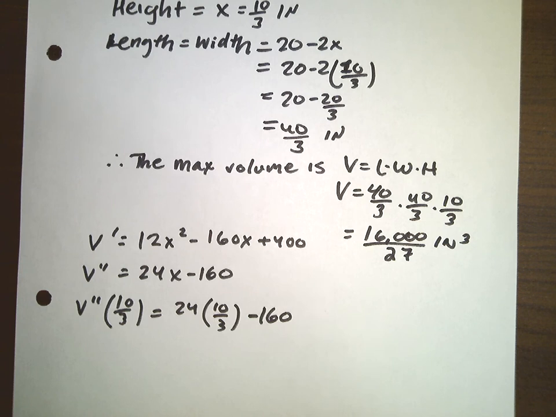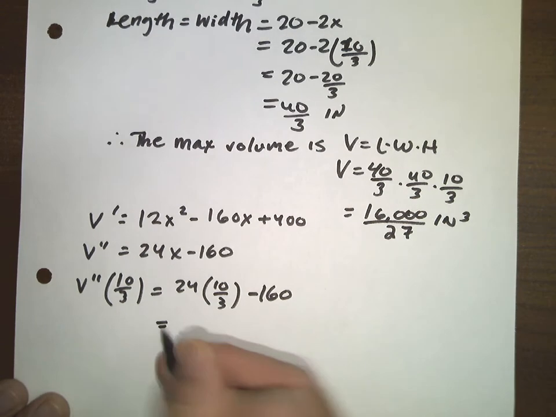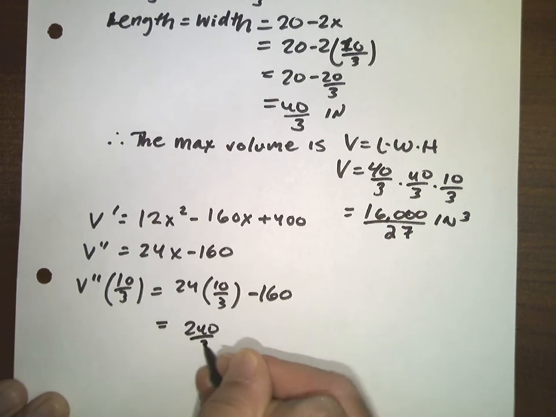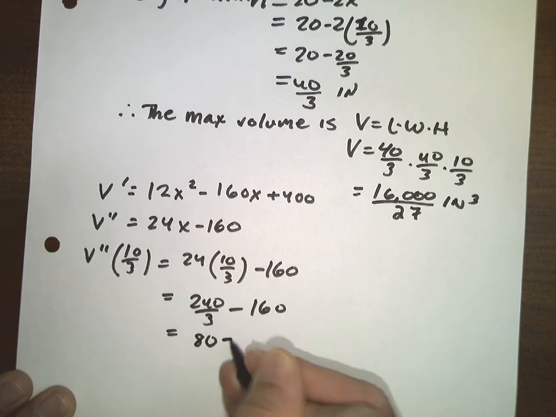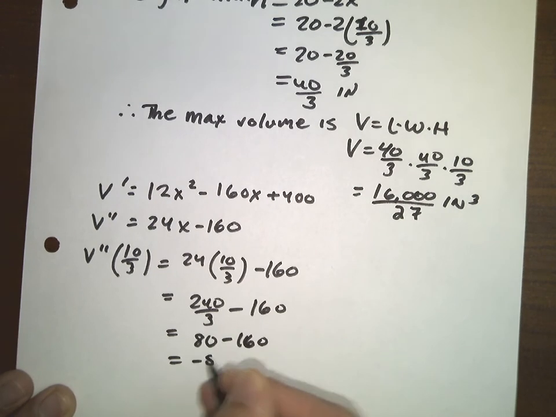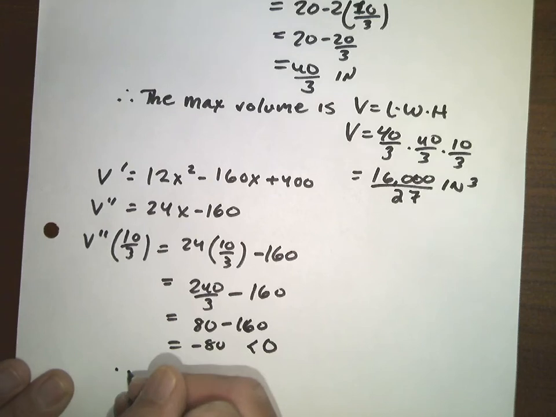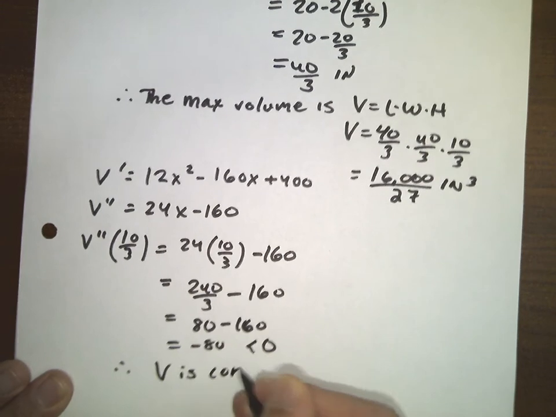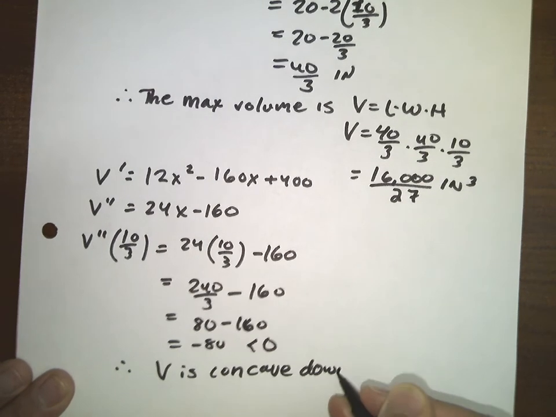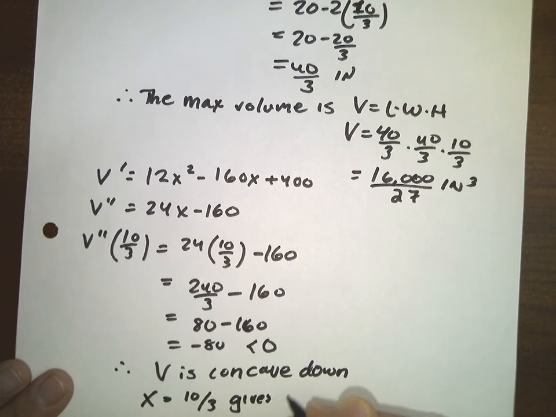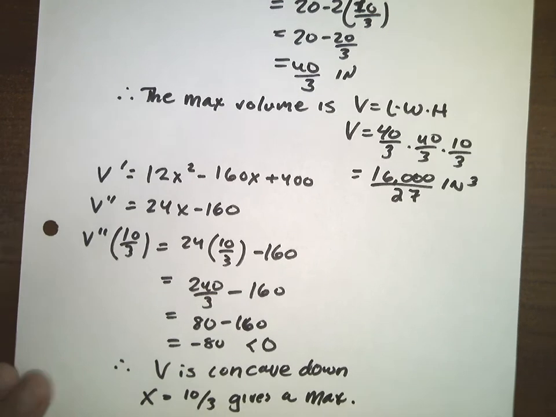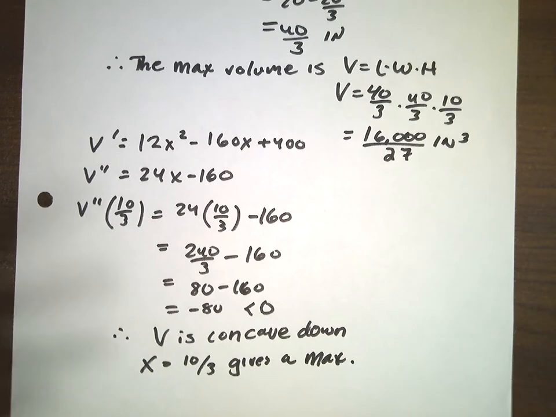So that would be 240 over 3 minus 160. What is that? That's 80 minus 160. So that's negative 80. So that's less than 0. So that means that V is concave down. And so that means x equals 10 over 3 gives a maximum. So that's all you would do to verify that, if you need to verify that.